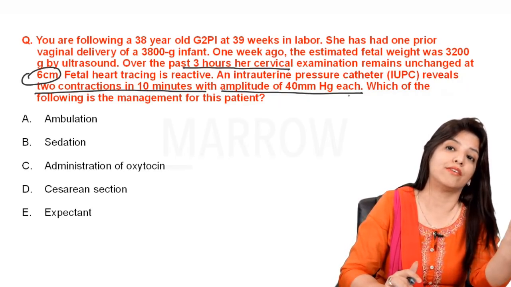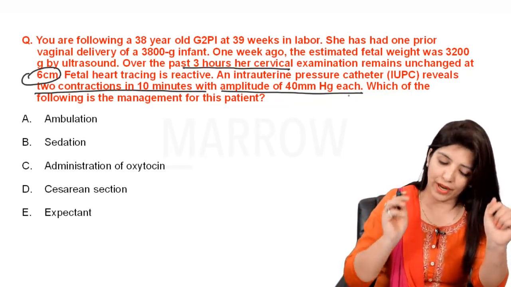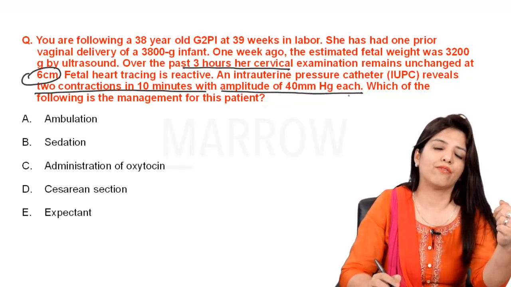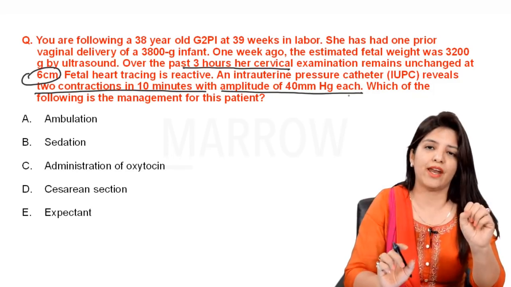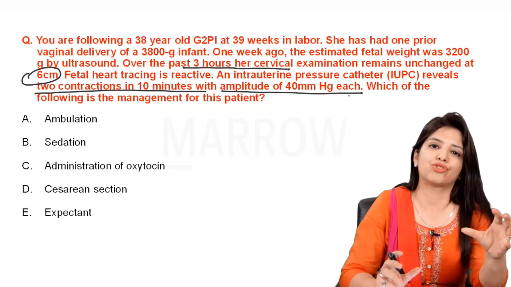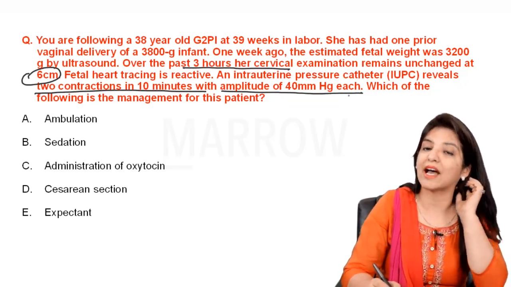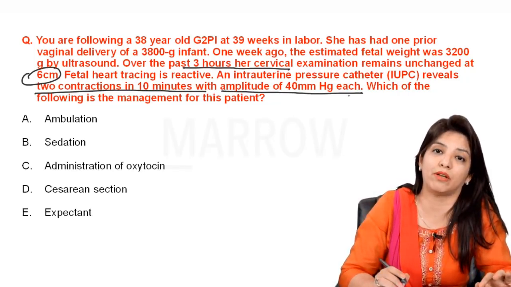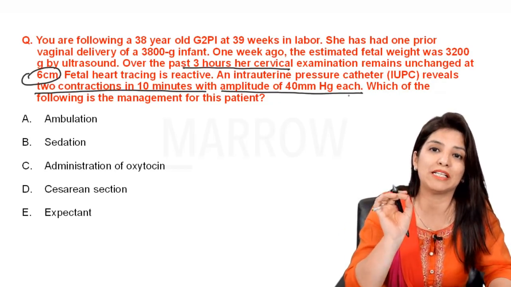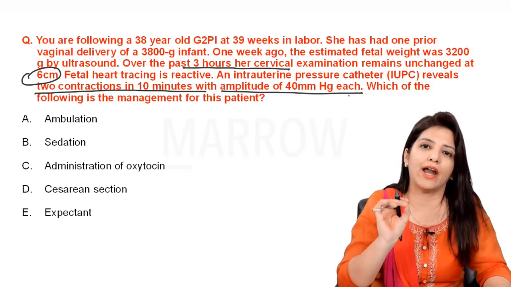Because earlier she has delivered a baby of 3800 grams. This time it is 3200 grams, right? Now, before I wait 1 hour to call it a case of arrest, what should I look at? I should look at the strength of the uterine contractions. In this case, the patient is having 2 contractions in 10 minutes, and the amplitude of the contraction is 40 millimeters each, which means that the contractions are not adequate.